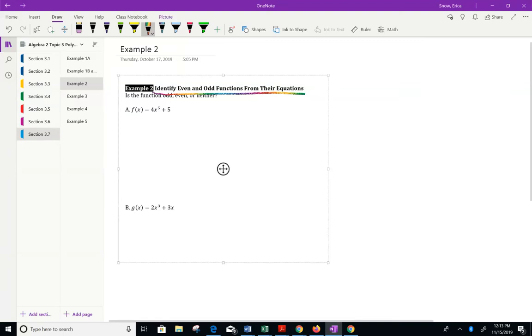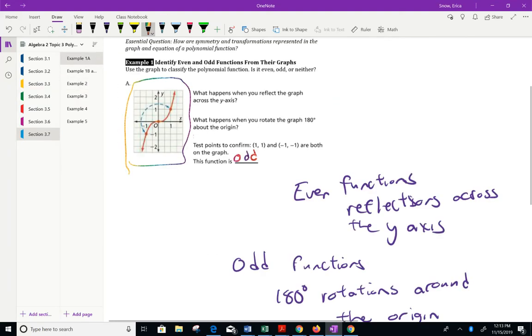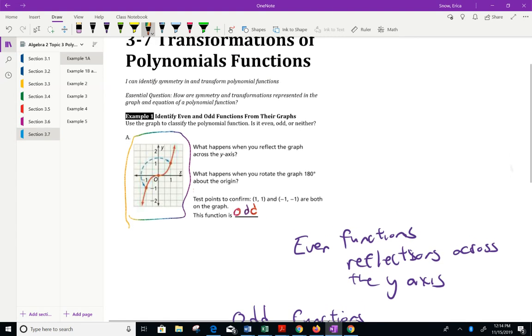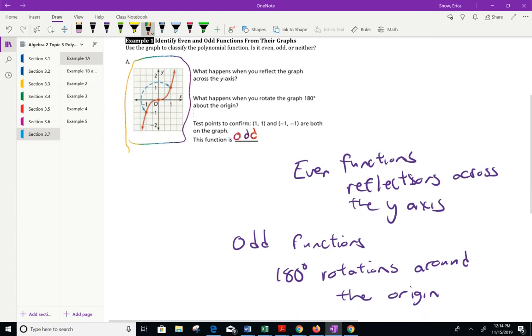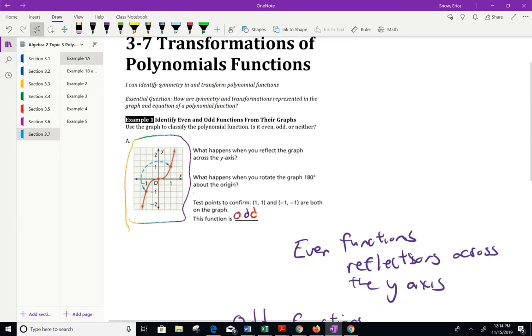Okay, for the sake of logic and coherence, I'm going to run through these really fast so you can get what you need out of it without getting into all the technical stuff. So what we're doing today is identifying odd and even functions.